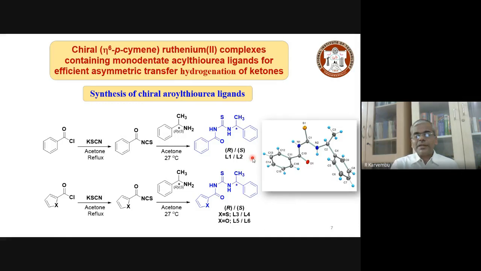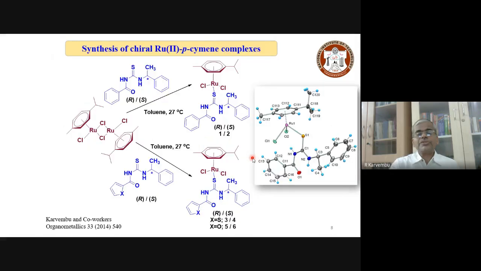So we have prepared chiral acyl thiourea molecules, and we have used these chiral acyl thiourea molecules to prepare chiral ruthenium complexes. This is a very interesting ruthenium para-cymene dimer, and this on reaction with these chiral ligands led to the formation of chiral ruthenium complexes. Of course, we have used different spectroscopic techniques and also XRD technique to determine the structures of these compounds. You can see here the single crystal XRD structure of one of the complexes we have prepared.